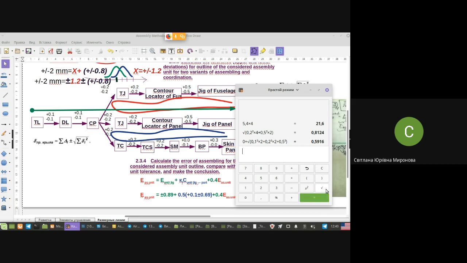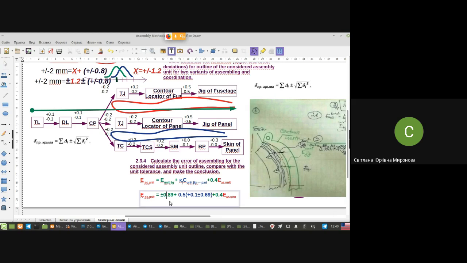Square root of 0.1 squared plus 0.2 squared twice plus 0.4 squared. I made a mistake here. Plus minus. When I'm rewriting something, I certainly make mistakes. Plus 5, like this.